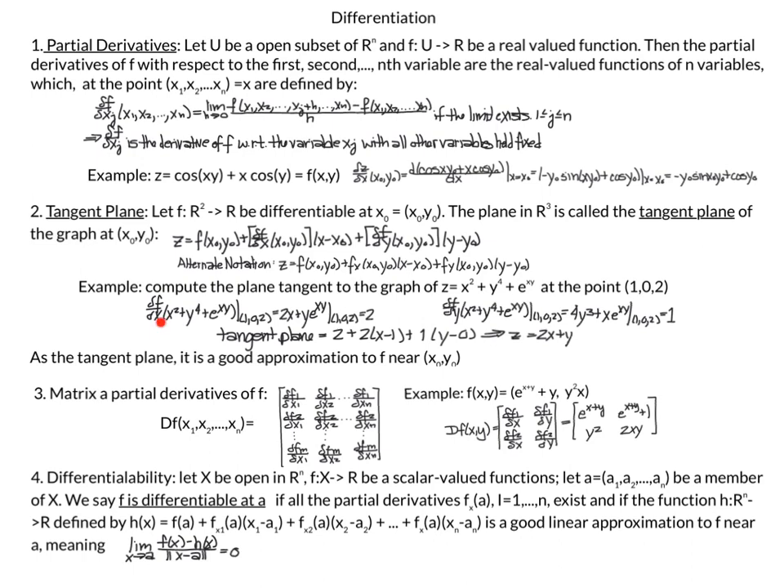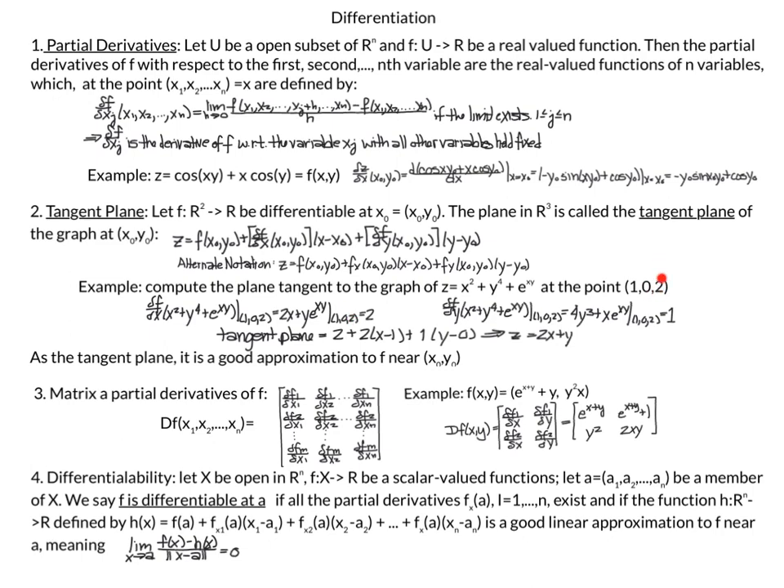So the partial derivative with respect to x of x squared plus y to the fourth plus e to the xy. We're going to consider y a constant. So the derivative of x squared is just 2x, y to the fourth is a constant, so that goes to 0. Derivative of e to the x times a constant is the constant times e to the xy. And now we need to evaluate that at x naught, y naught. So we're going to evaluate that at (1, 0, 2).